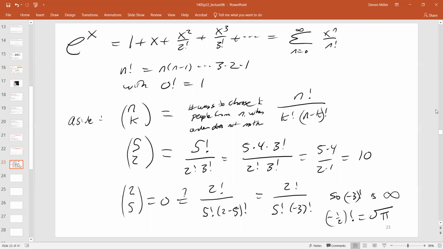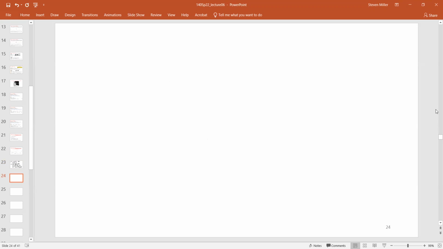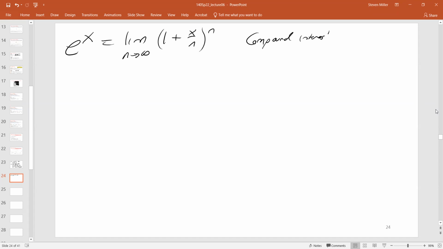We start off with the factorial function. We have to decide, what do we want 0 factorial to be? It turns out to be convenient to have 0 factorial equal 1. What do we want the negative factorial to be? It turns out it's natural to make this equal to something like infinity. So we had one definition of e to the x. Here's another definition. e to the x is the limit as n goes to infinity of 1 plus x over n to the nth power. And this is the compound interest. And so you should hopefully remember the formula.